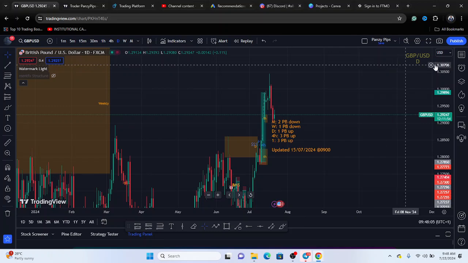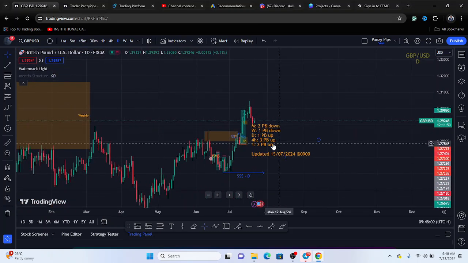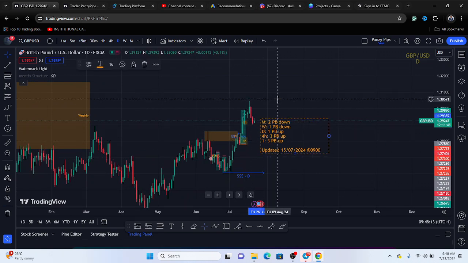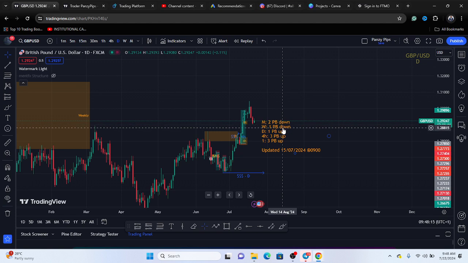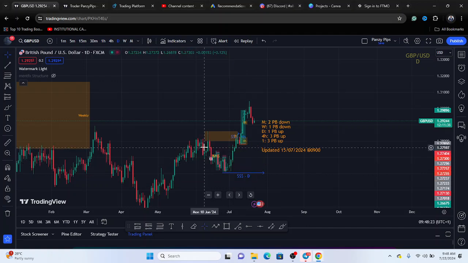On the daily, what are we? As at the 15th, we were 1 PB up. Not much of a change. Nothing has changed on the daily. We are still 1 PB up. Our daily zone is still, is it here? No, our daily zone is still far down here. I think I can take off all of this right now. Let's do this.